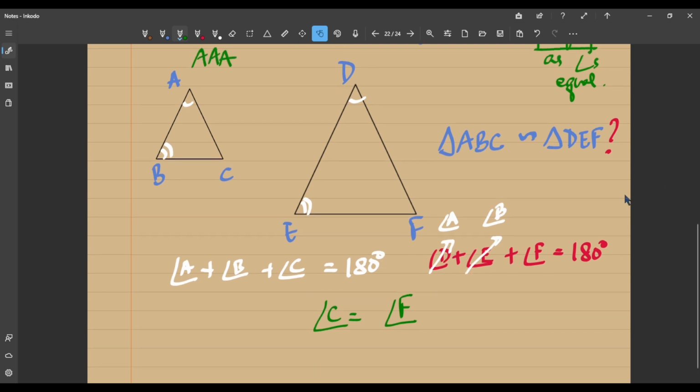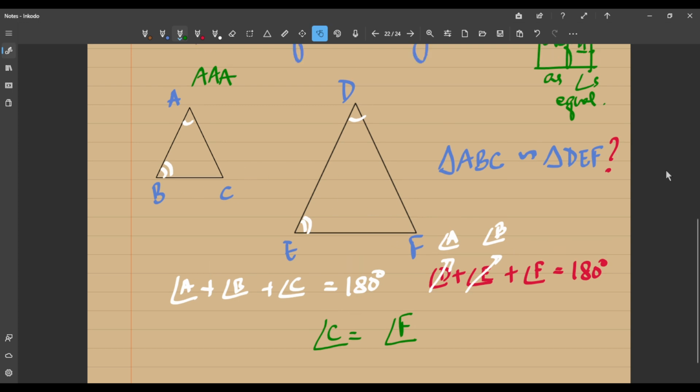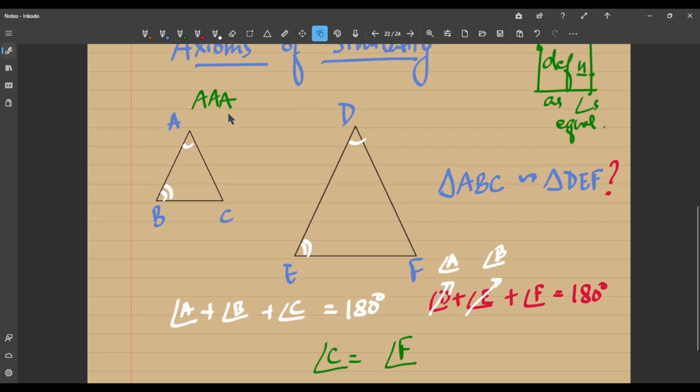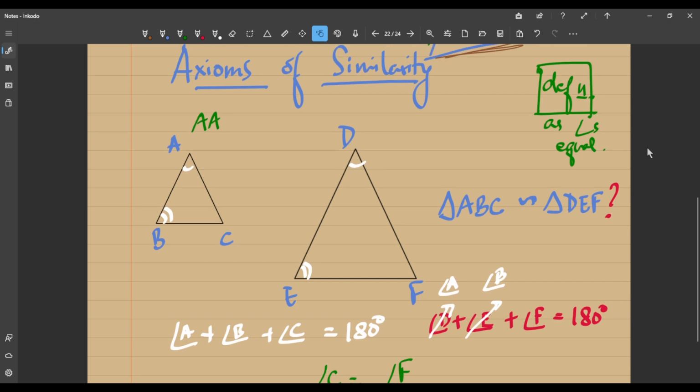Even if two angles are equal, say they are 30 and maybe 60 degrees, we know that the other angle will be 180 minus the sum of these two angles, so it will be 90 degrees. So it is automatically implied. So maybe I should rub off 1a from my axiom.